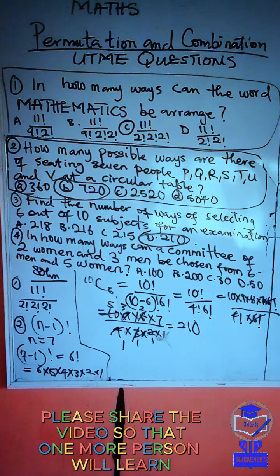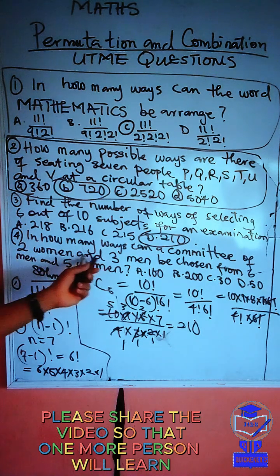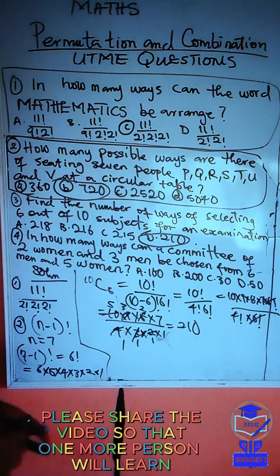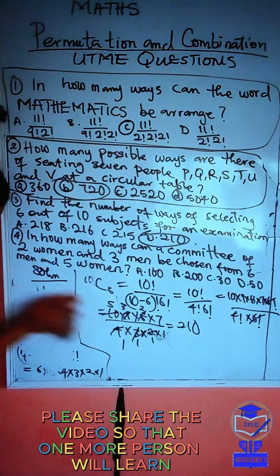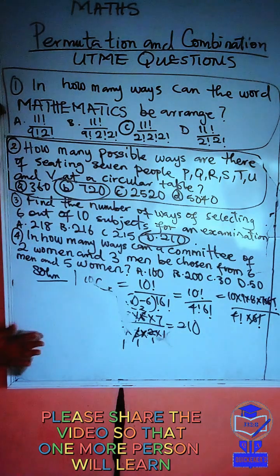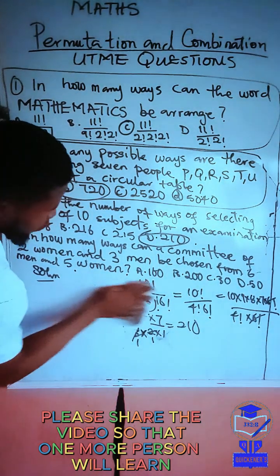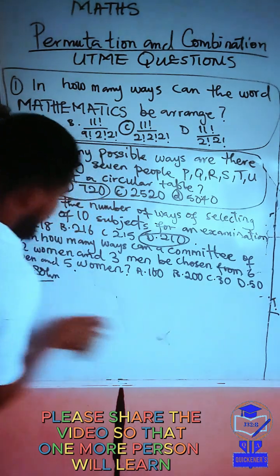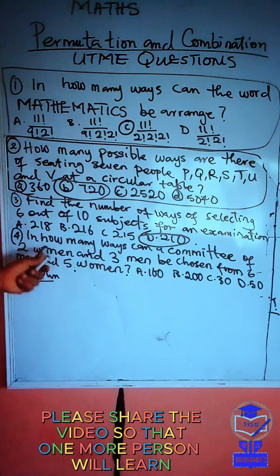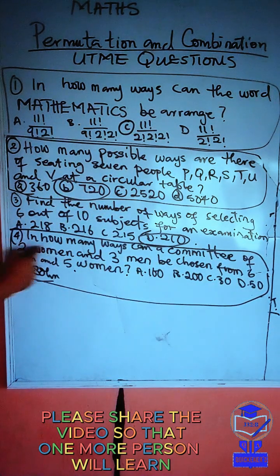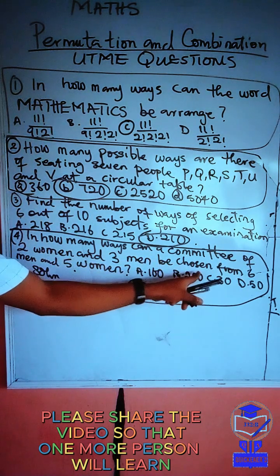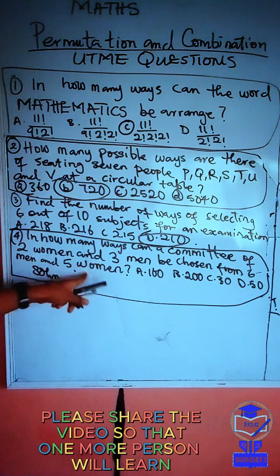So the last question is, in how many ways can a committee of 2 women and 3 men be formed? I want to solve this one because this is the last set of questions under this topic. This is the question we are solving now, number 4, the last one. In how many ways can a committee of 2 women and 3 men be chosen from 6 men and 5 women?